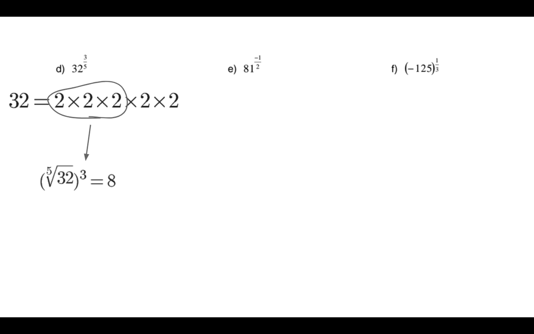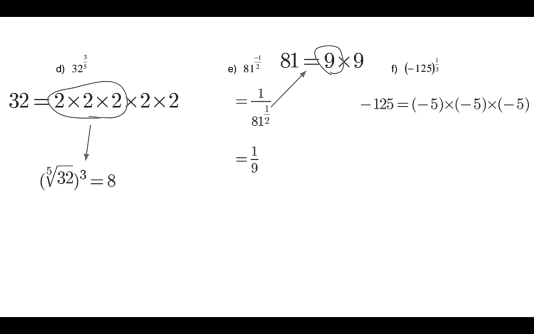81 to the negative 1/2, we can deal with the negative exponent first. We could say that's 1 over 81 to the 1 half. We're not flipping the exponent, so what that does is we slide the 81 to the 1 half down, and the negative 1 half becomes positive. Then we break up the 81 into 2 parts, and one of those parts is 9. Similarly, now this is the first one we've seen with a negative base. The negative 125 into 3 parts is negative 5 times negative 5 times negative 5. So that negative is part of it, and we just want one of those negative 5's. So the cube root of negative 125 is negative 5.